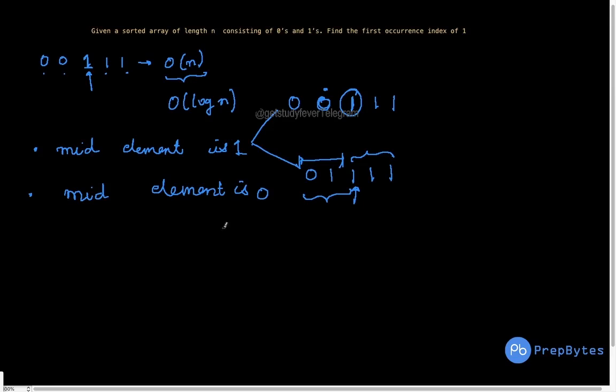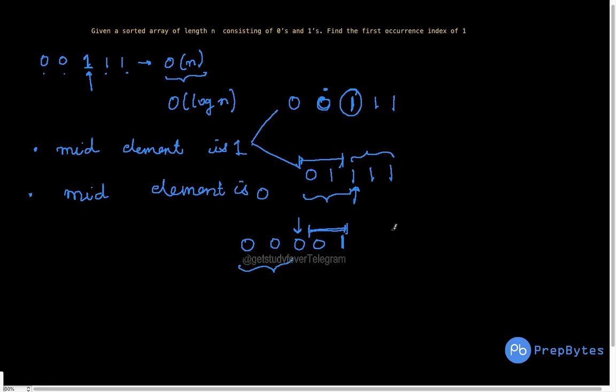Now let's say the mid element is 0. Let's say we have 0, 0, 0, 0, 1, and this is the mid element. In this case, since the array is sorted, there is no chance that 1 will occur somewhere in this area of the array. So we'll have to start searching in this other area, and we keep on updating. Now this becomes a new array in which we have to find the first occurrence of 1.